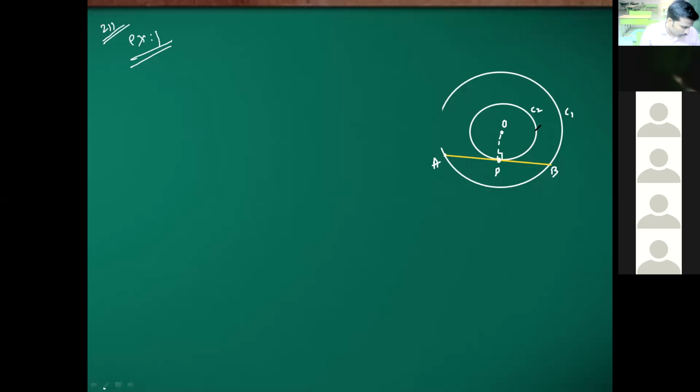Right. Now what they ask us to find is that it bisects at the point of contact. We have to say AP equal to PB. So to prove AP length is equal to PB length, this only we need to bring as a proof. That's it. Shall we do this now?